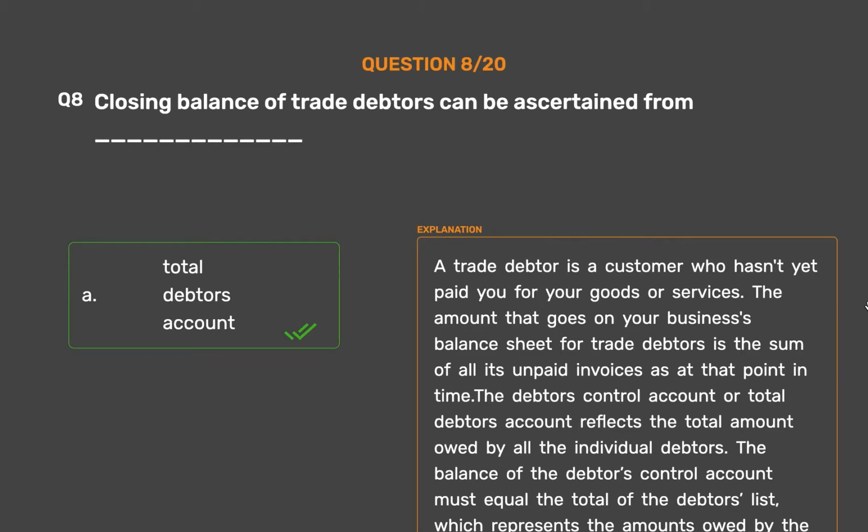The debtors control account or total debtors account reflects the total amount owed by all the individual debtors. The balance of the debtors control account must equal the total of the debtors list, which represents the amounts owed by the individual debtors obtained from the individual balances in the various subsidiary ledger accounts for each debtor. This subsidiary ledger is known as the debtors ledger. Closing balance of trade debtors can be ascertained from total debtors account or debtors control account.